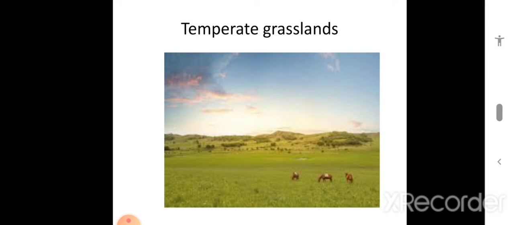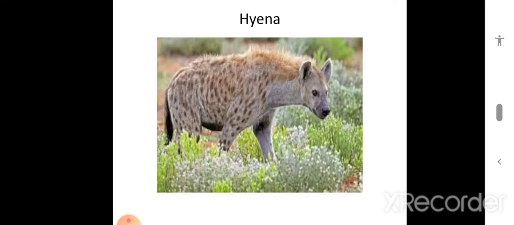Extensive cultivation is practiced in some regions where the farmers grow wheat and corn. We can see extensive cultivation here, and the farmers usually grow wheat and corn. The animal life in this temperate grassland area is bison, buffaloes, hyenas. You can see the picture of the hyena, antelopes, and different types of snakes. These are all the animals which we can find in the temperate grasslands.